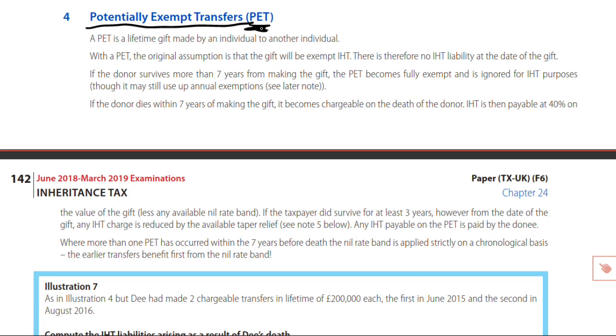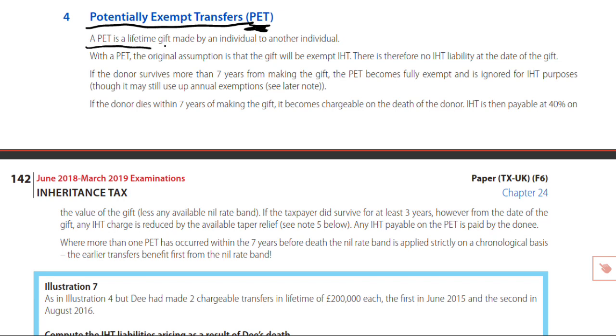The only time you would have to pay any tax on a lifetime transfer was if the taxpayer, the donor, died within 7 years. So when it's made, it is potentially exempt. Live for more than 7 years, what was potentially exempt when made will be exempt. Hence the name. When made, it is a potentially exempt transfer.